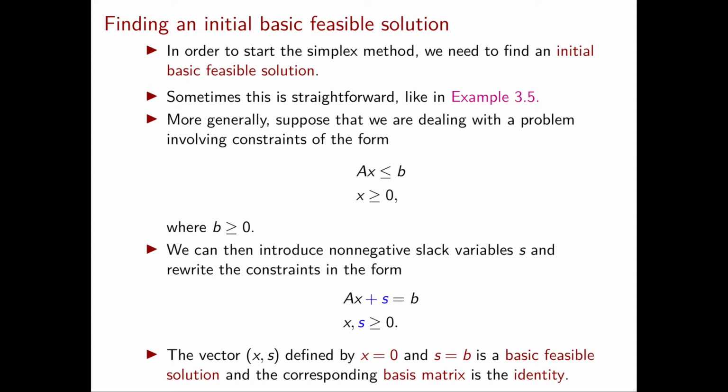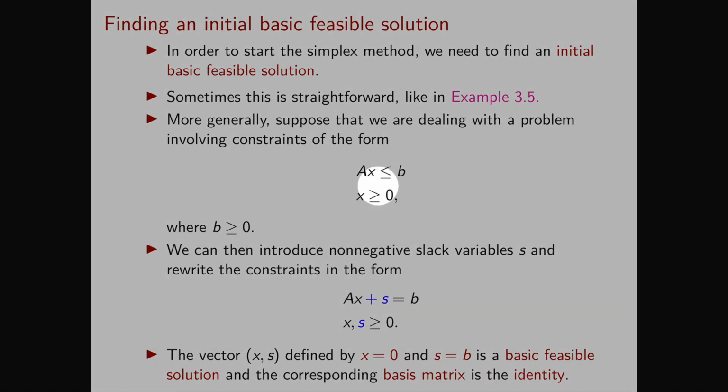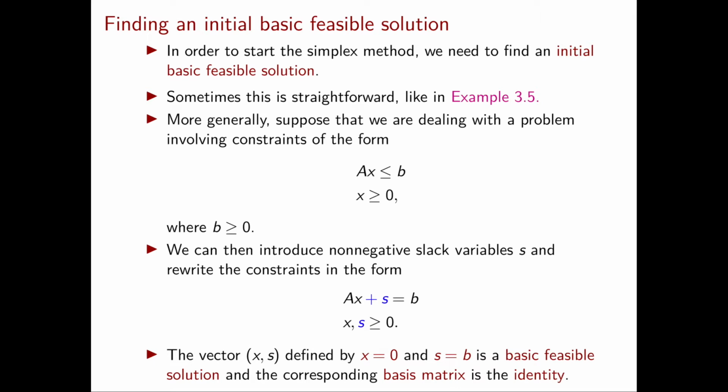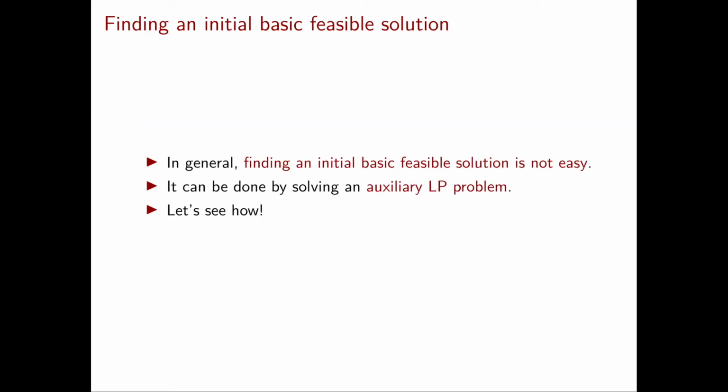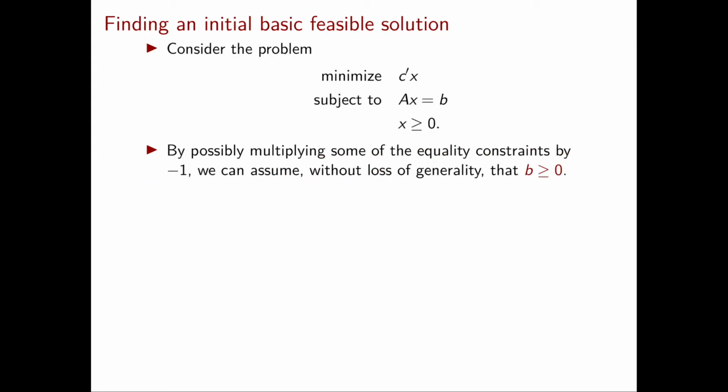As you can see here, the assumption that b is ≥ 0 is fundamental, because otherwise this basic solution would be infeasible. Therefore, if in our given problem the constraints are of the form Ax ≤ b, x ≥ 0, where b is ≥ 0, then we can obtain such a basic feasible solution in a super simple way. However, in general, finding an initial basic feasible solution is not easy. In this video, we will see how we can do that. And essentially, to find it, we need to solve another linear programming problem that is called the auxiliary linear programming problem.